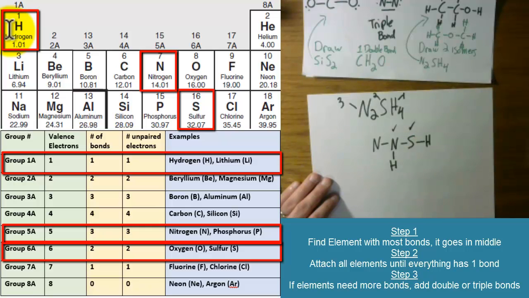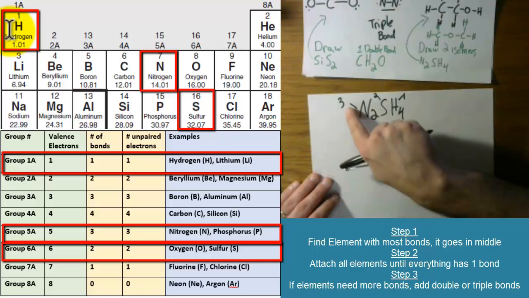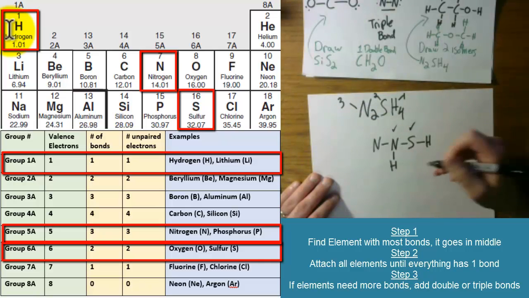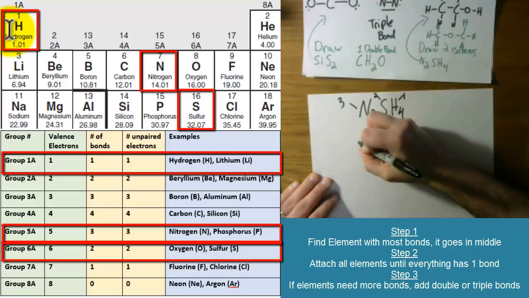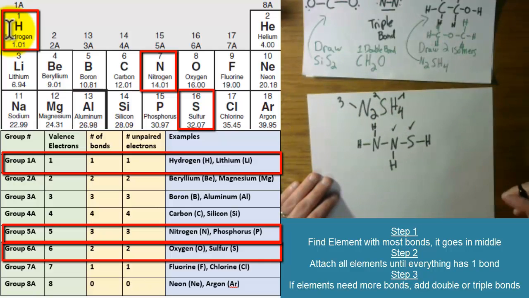Sulfur, all set. We still need to add 2 more hydrogens, and this nitrogen only has 1 bond. It needs 3. So to fix that, you add the 2 hydrogens. 1, 2. And if you check, both nitrogens have 3 bonds, sulfur has 2, and all the hydrogens have 1.